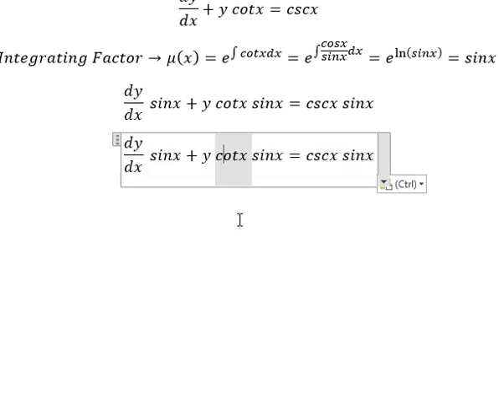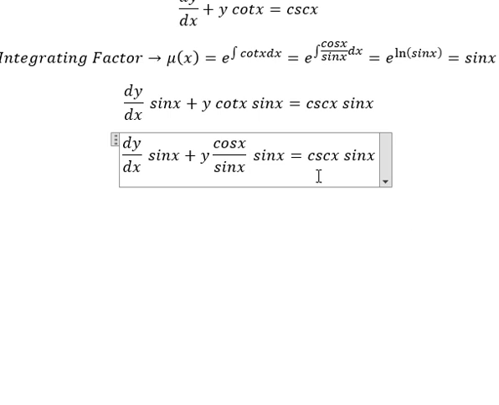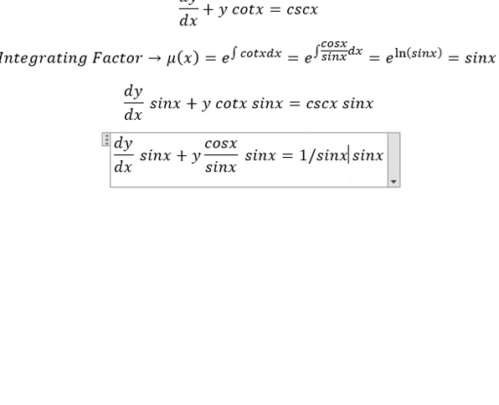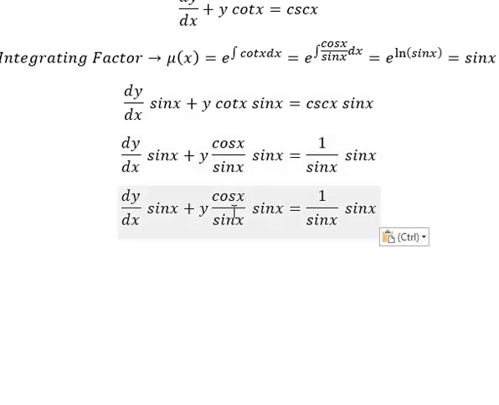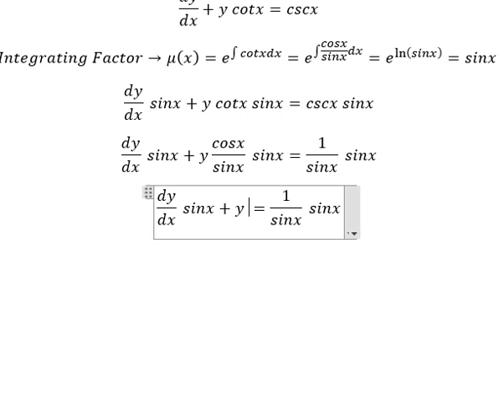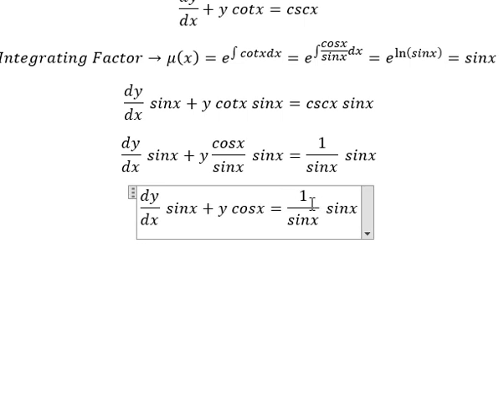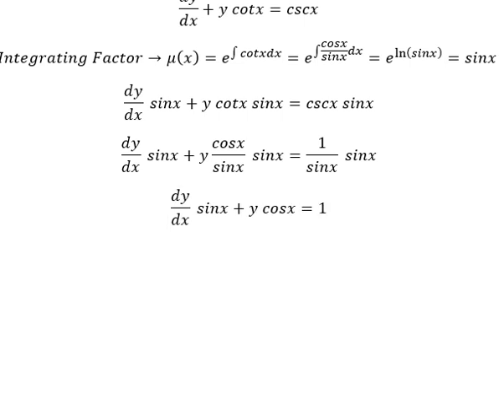Now cotangent x is cosine x over sine x. Cosecant of x is 1 over sine x. This one we simplify and we have cosine x. This one we have number 1. Next, we need to put the integration for both sides.